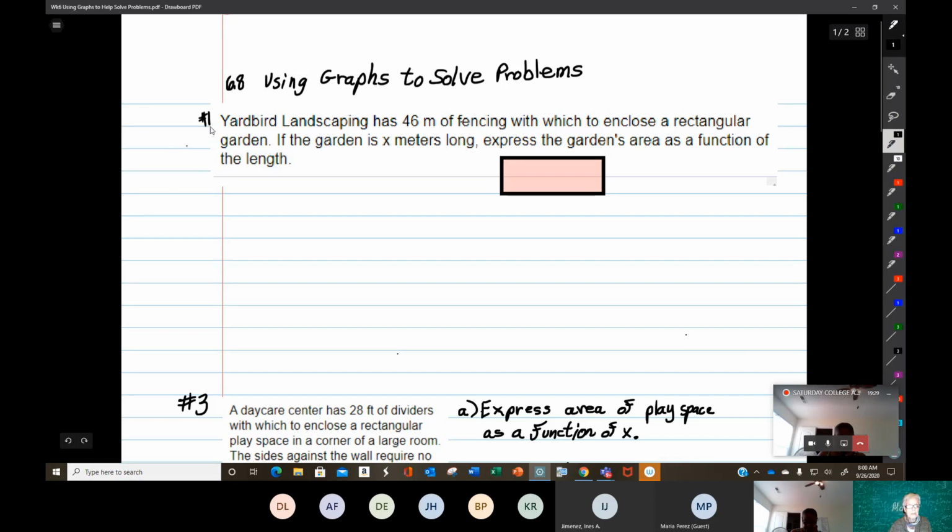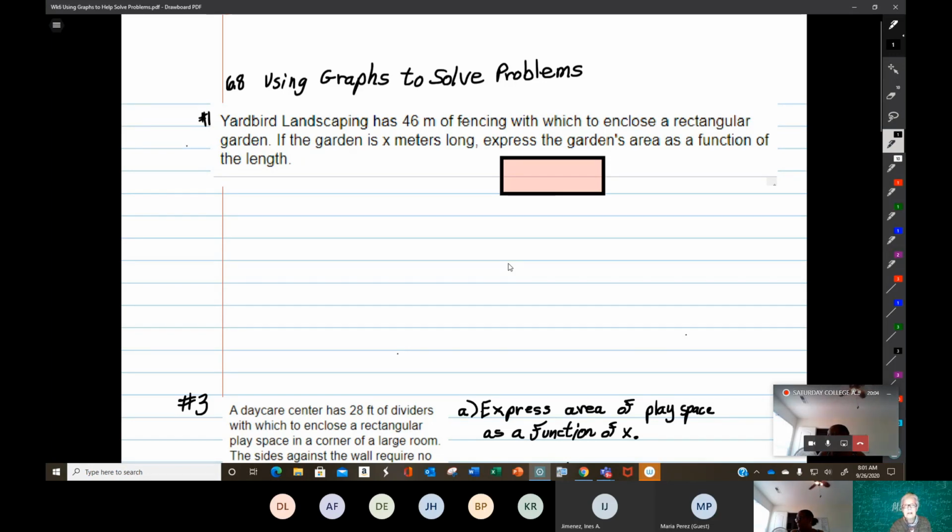Okay, so problem number 1 in your homework. This is the first set, Using Graphs to Solve Problems. Yardbird Landscaping has 46 meters of fencing with which to enclose a rectangular garden. And there it is. There's your rectangular garden. It's a rectangle. If the garden is X meters long, express the garden's area as a function of length.